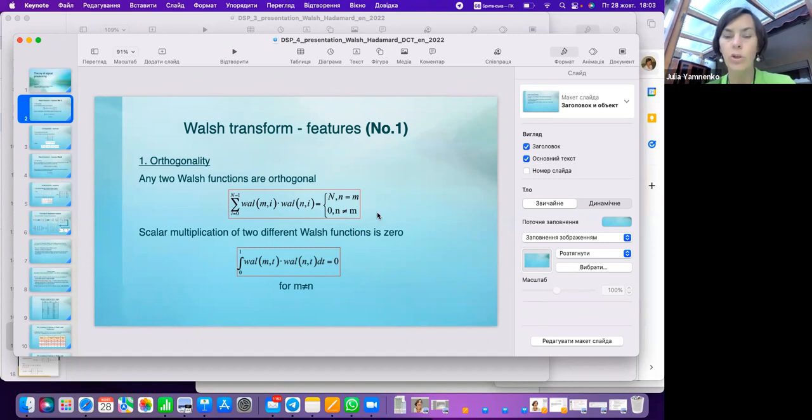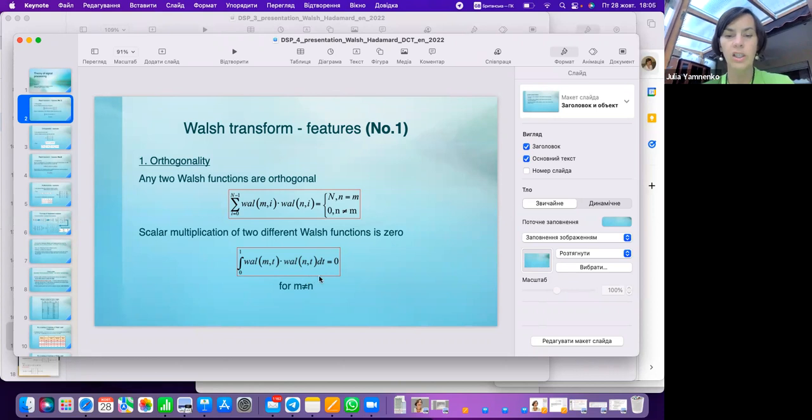In mathematical expression, it could be noted like here: the Walsh function with the number m and the Walsh function with number n. When we multiply them step by step, digit by digit, the result of the multiplication will be equal to 0 if they are different functions, so it means n not equal to m. If they are equal, so if you take only one basis function and multiply it by itself, of course, the result will not be equal to 0. But only in this case. If we take two different functions, the result of their multiplication will be 0.